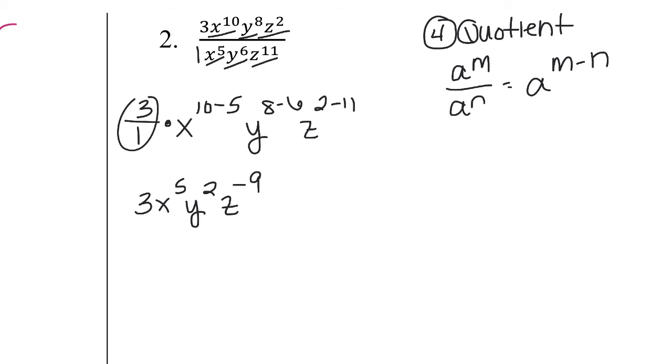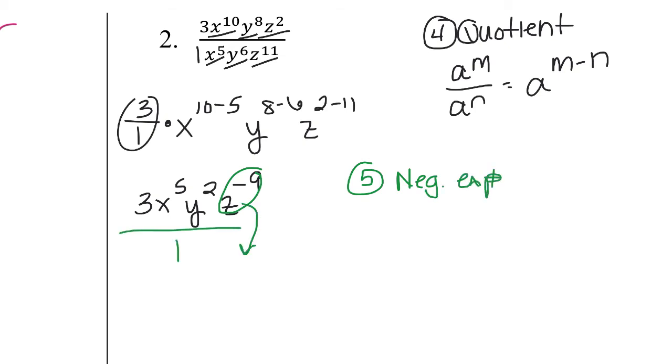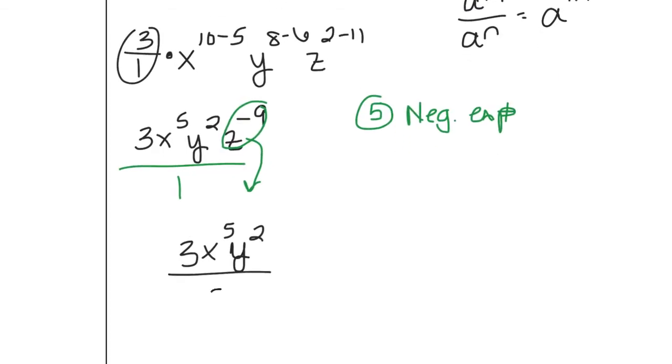So we have all one base. We don't have any bases that are numerical and have exponents. It's just a plain old 3. But we do have a negative exponent here. So again, I'm going to have to use rule 5, and I'm going to use that negative exponent rule. So that means we're going to have to drop the z to the bottom of the fraction. So we have 3x to the 5th, y squared all on top, because those were positive exponents, and then z to the positive 9 on the bottom.